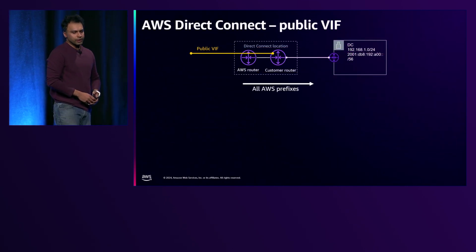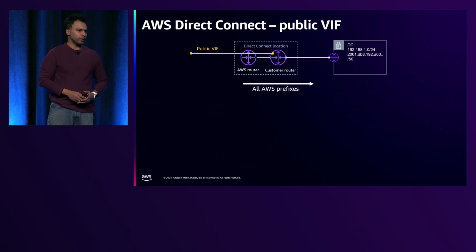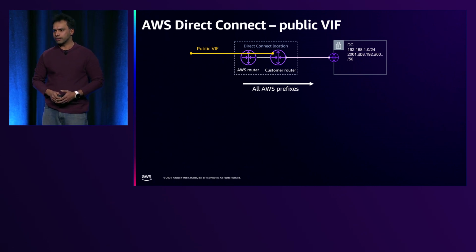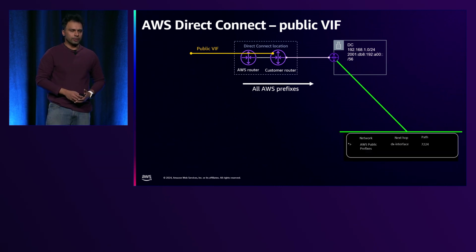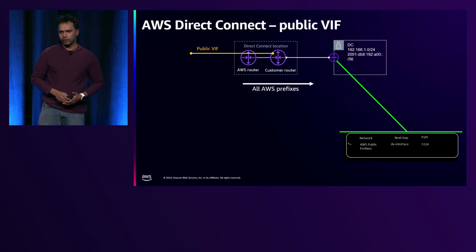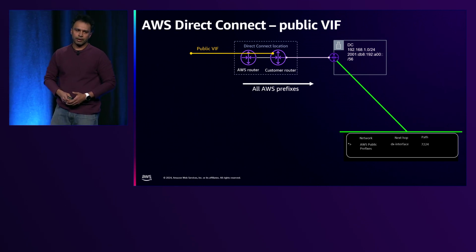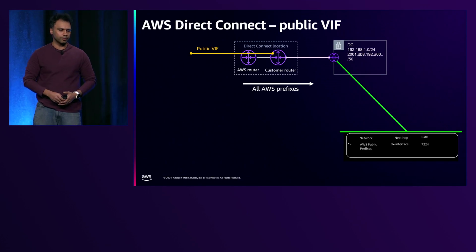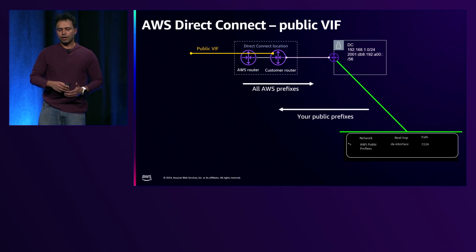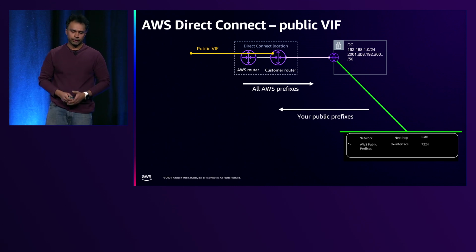Once the BGP session is up, you will start seeing all of AWS's public prefixes, including any bring your own IP addresses that you may have brought in. When you look at the routing tables of your on-prem routers, you will see all public prefixes. The next hop would be the interface facing Direct Connect, and the AS path will include 7224 because that's Amazon's public ASN. After that, you can start advertising your public prefixes so that AWS can reach back to you.